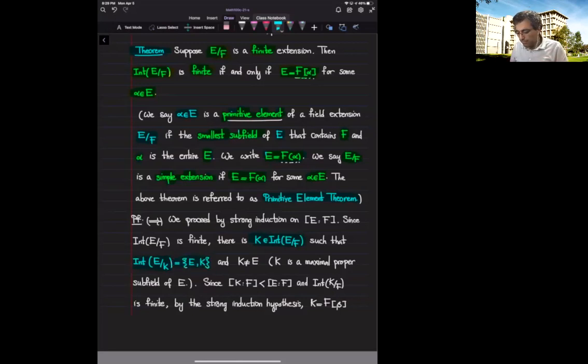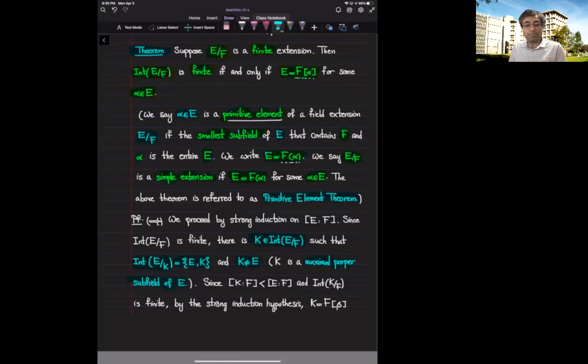And K is proper, it is not the entire field. So again, this condition is the same as saying that K is maximal among proper subfields of E. We do not necessarily have such a subfield, but when I'm told that there are only finitely many intermediate subfields, we can immediately deduce that there is such a maximal proper subfield.